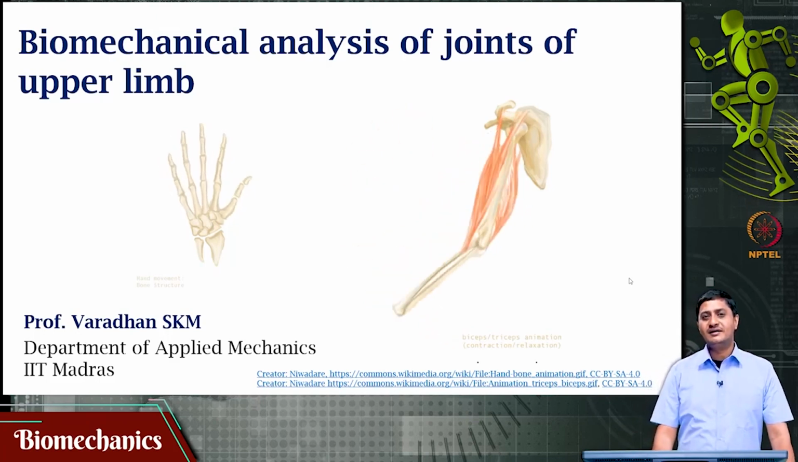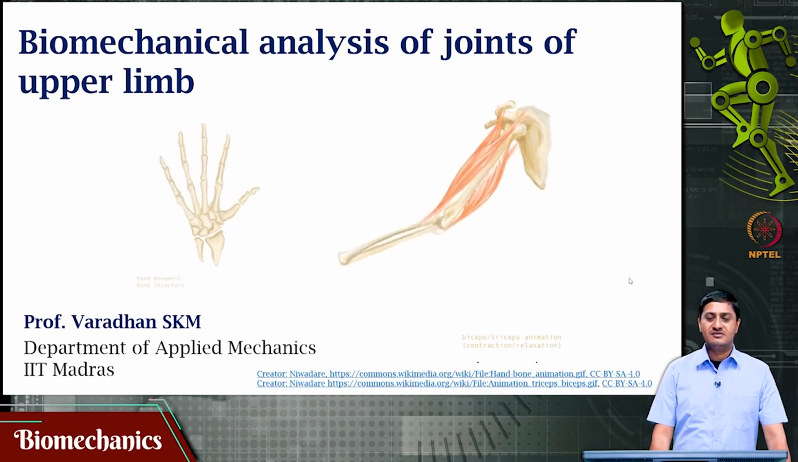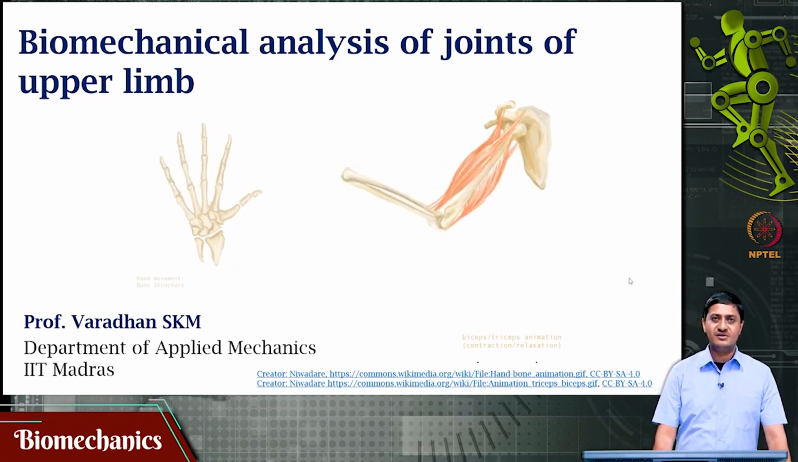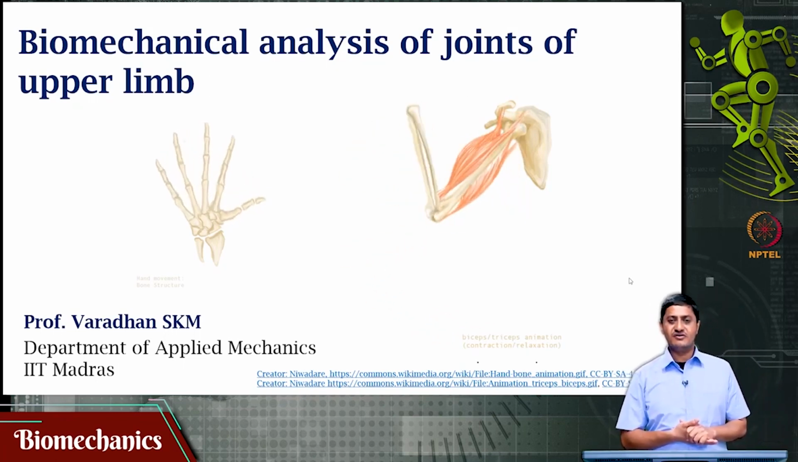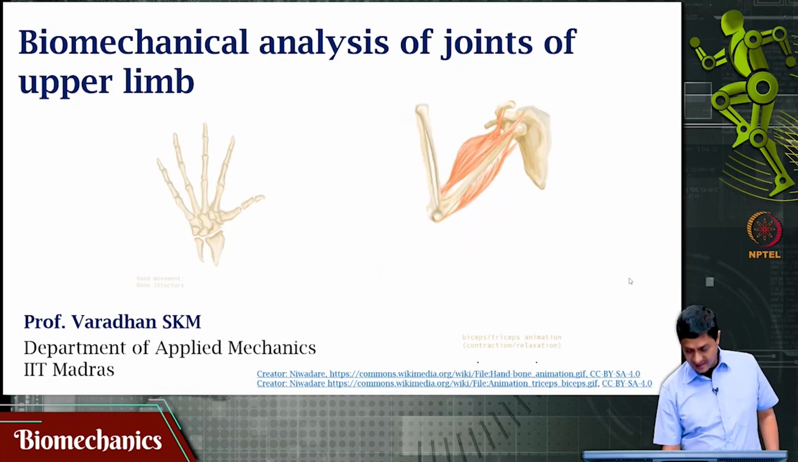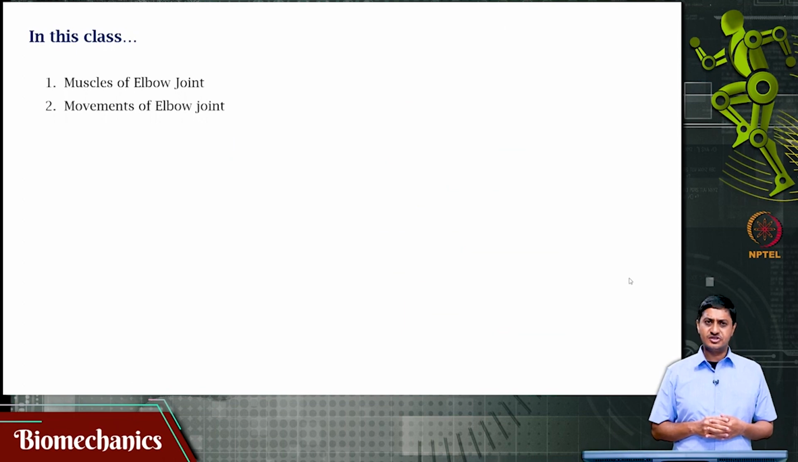We have been looking at the upper limb. Specifically in this class, we will be looking at the biomechanics of upper limb actions or motion. More specifically, in this video, we will be looking at muscles of the elbow joint and how these muscles cause movements at the elbow joint.